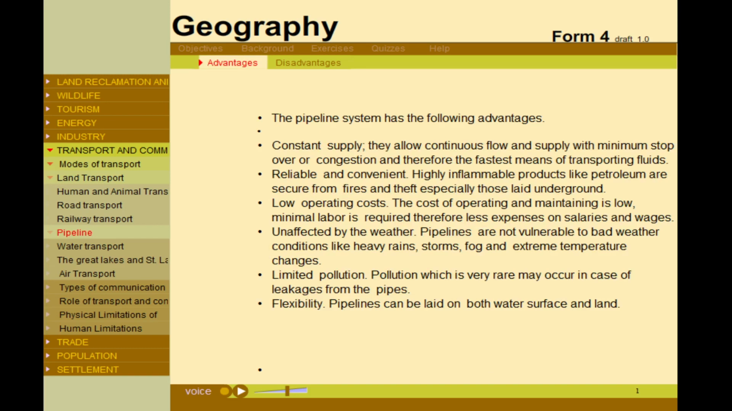Low operating costs. The cost of operating and maintaining is low. Minimal labor is required, therefore less expenses on salary and wages. Unaffected by weather. Pipelines are not vulnerable to bad weather conditions like heavy rains, storms, fog, and extreme temperature changes. Limited pollution. Pollution, which is very rare, may occur in case of leakages from the pipes. Flexibility. Pipelines can be laid on both water surface and land.